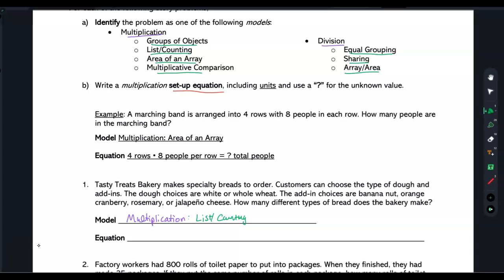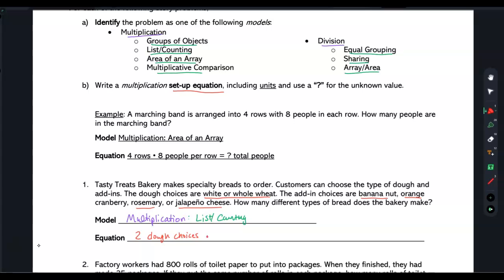And with list/counting problems, it actually does not matter what order you write your multiplicands. So I'm just going to list it in the order that they did. So they had 2 dough choices because they had white or whole wheat. And then we had banana nut, orange, it looks like that's orange cranberry. So that can be a little bit misleading here. It's not saying orange and then cranberry. There's no comma there. So I kind of don't like that, especially where it goes on to the next line. That makes it a little bit tricky. So then rosemary or jalapeno cheese. So banana nut, orange cranberry, rosemary, or jalapeno cheese.